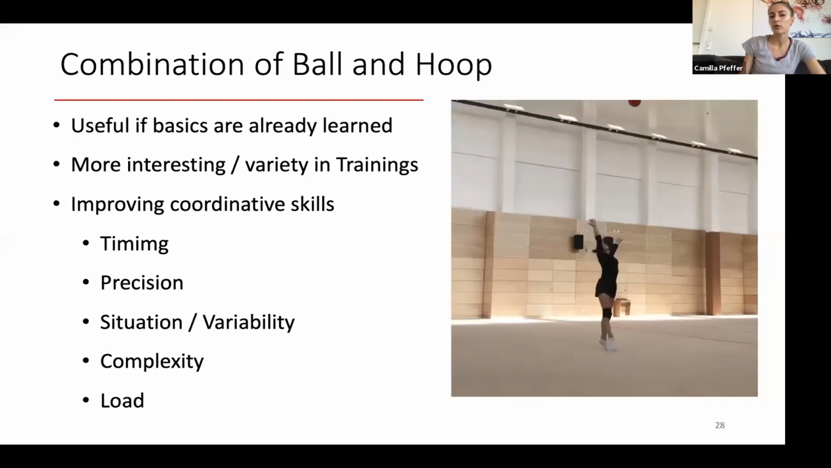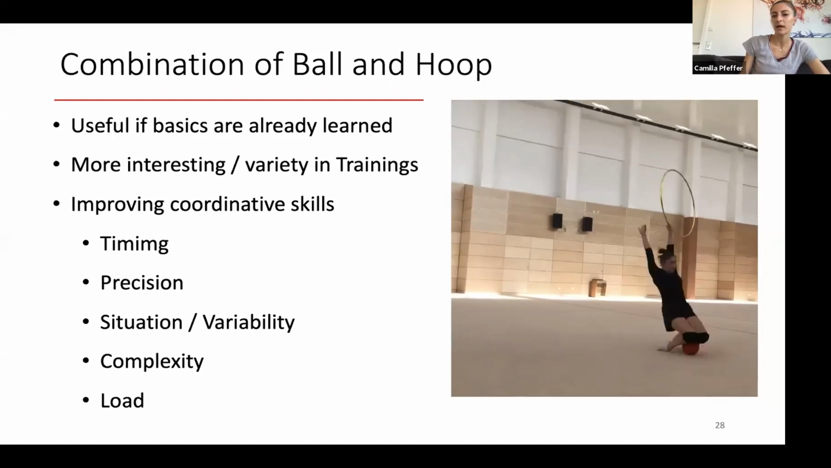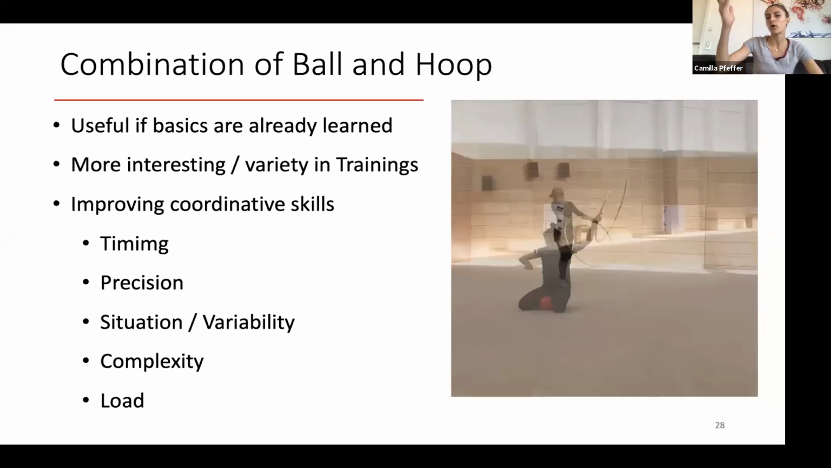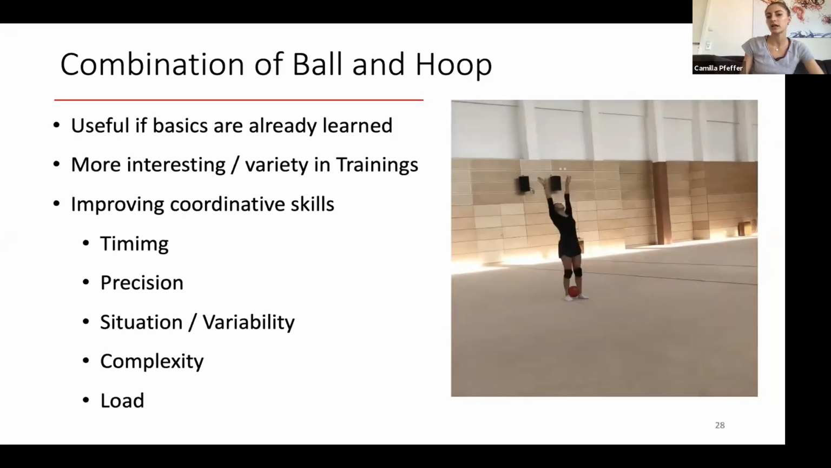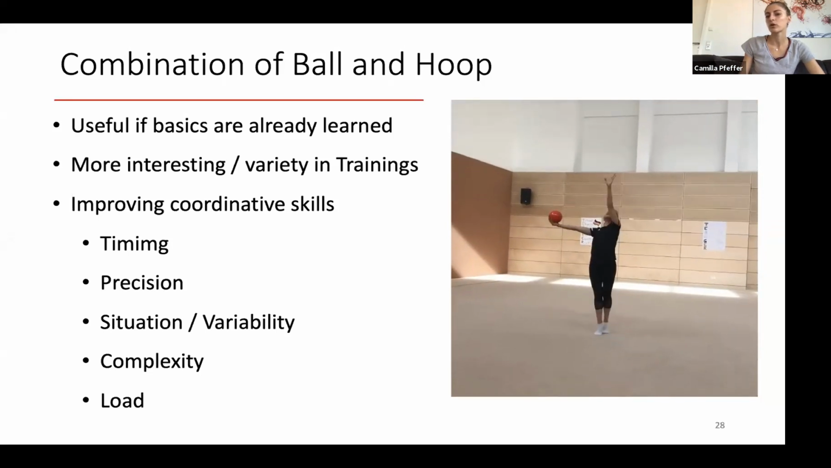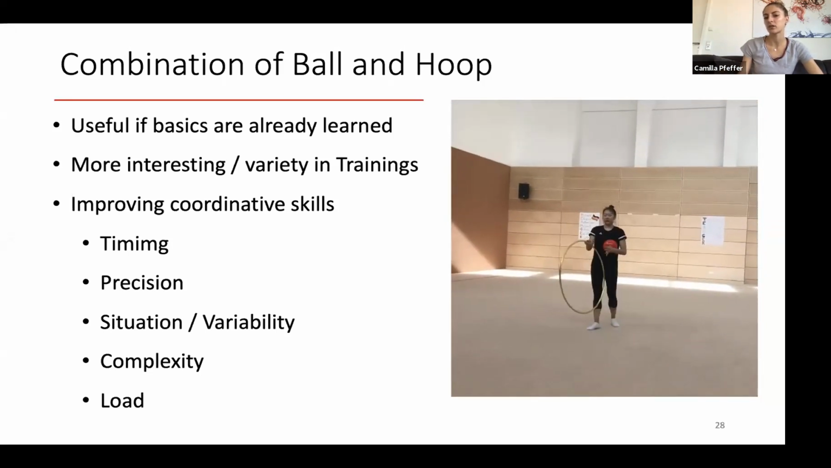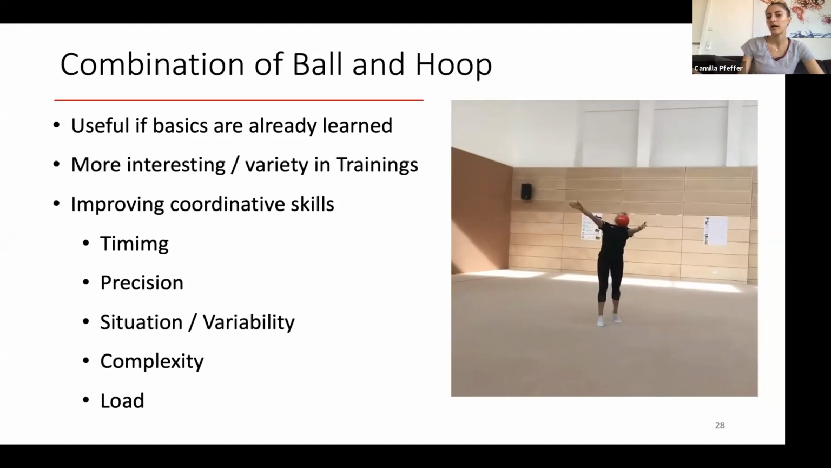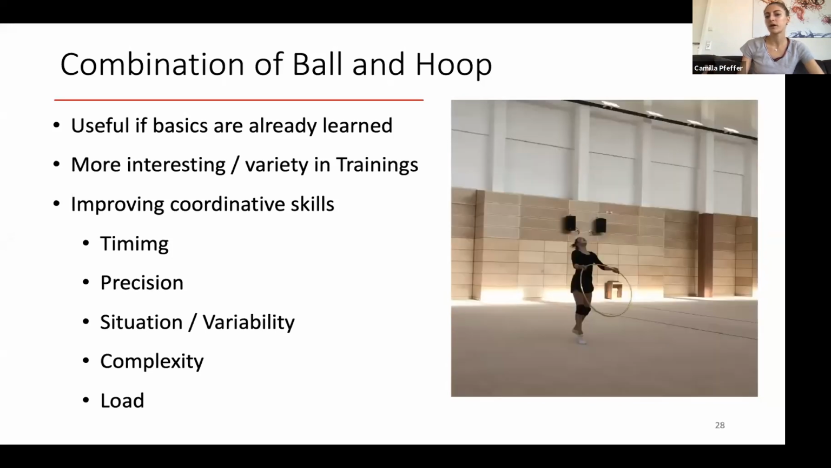And all the throws need to be correct, otherwise you will not be able to catch them. If one ball was flying very far, she cannot catch it anymore. With the roll, she is really under time pressure, looking for the roll, because she has to do two rolls now and catch the hoop. So it needs to be very fast.